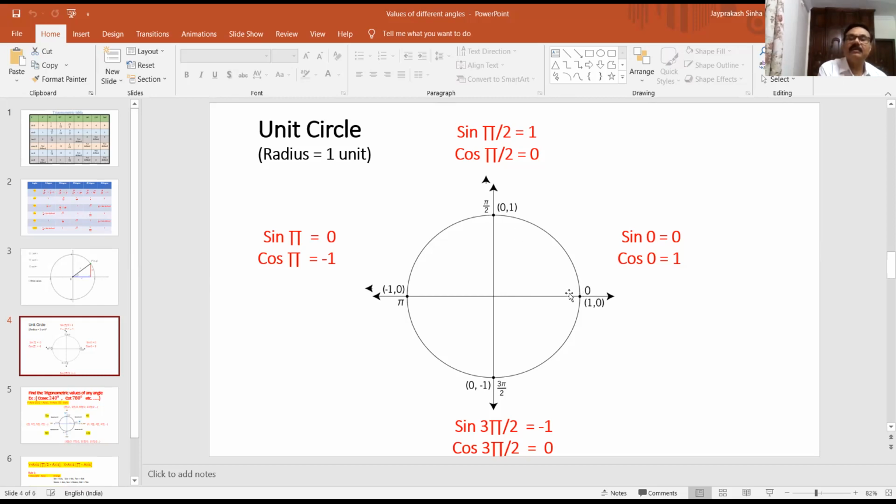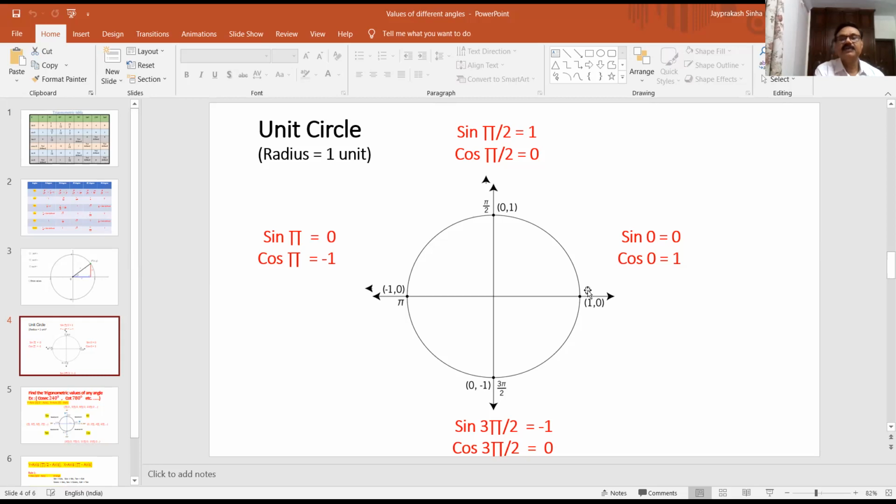By rotating the line, if you come here, this is your 90 degree, this is your 180 degree, and this is your 270 degree. And when you complete one revolution, then it becomes 2 pi or 360 degree. Okay, pi by 2 is equal to 90 degree, pi is equal to 180 degree, 3 pi by 2 is equal to 270 degree, and 2 pi is equal to 360 degree.